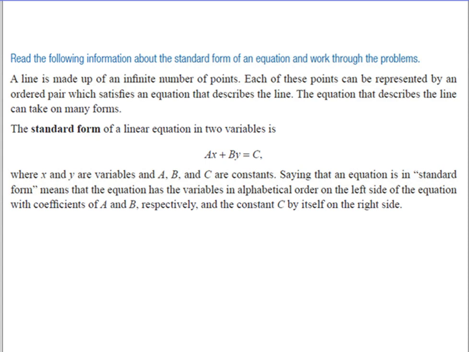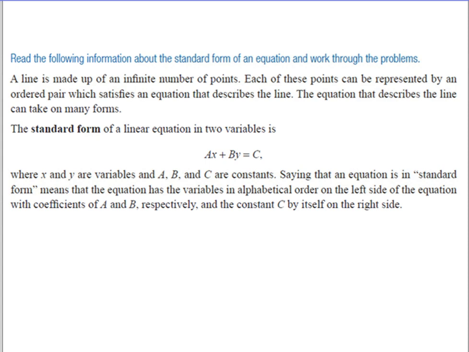The equation that describes a line can take many forms. The standard form of a linear equation in two variables is ax plus by equals c. x and y are your unknown variables, and then a, b, and c just represent numbers. a and b are coefficients, so those front numbers to x and y, and c is your constant.